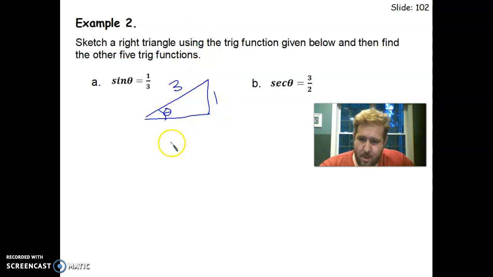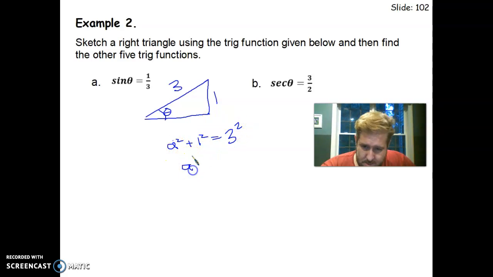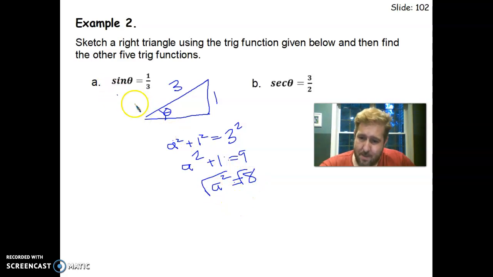So that would be something squared plus 1 squared equals 3 squared. So a squared plus 1 equals 9, and then subtract 1 from both sides, and you end up getting a squared is 8, and the square root of that would be square root of 8. So I'm just going to leave it square root of 8. I know that can be simplified, but I'm going to leave it just like that.